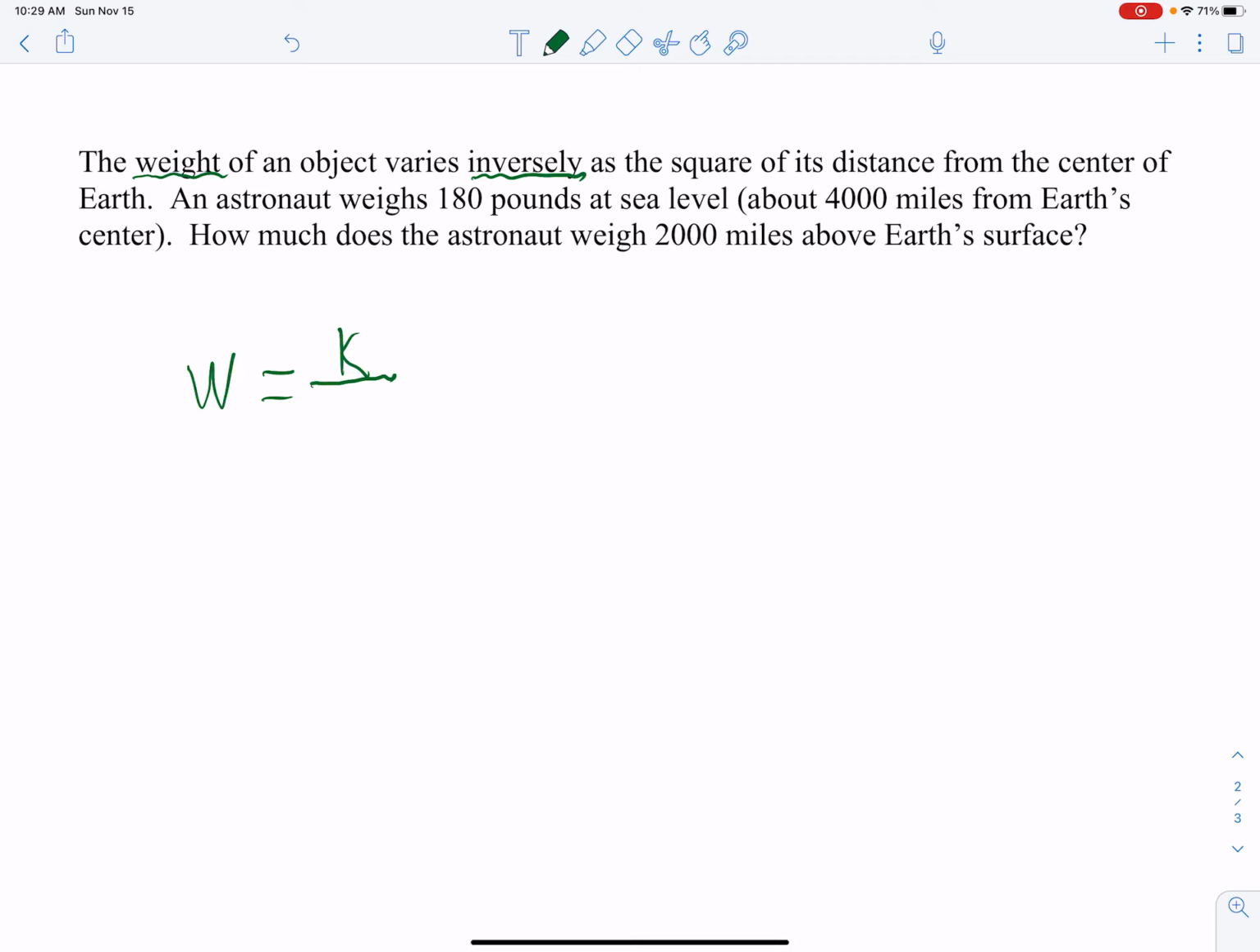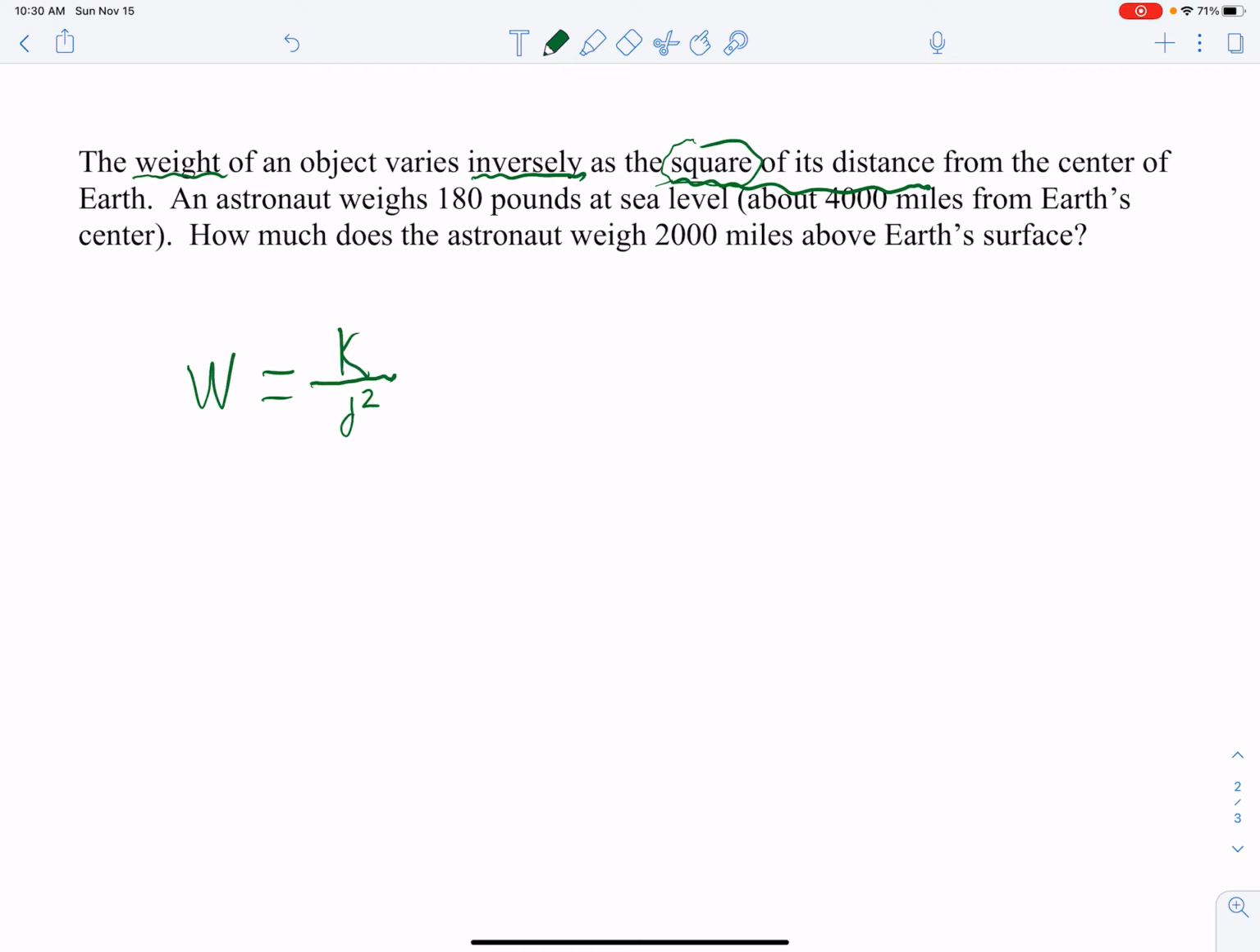Now notice this time it doesn't say it varies inversely as the distance. It says it varies inversely as the square of its distance. So instead of just D, I need to put D squared, like that. Watch out for that. Sometimes it'll say square or square root instead of just a regular variable. All right, so that's our basic equation.